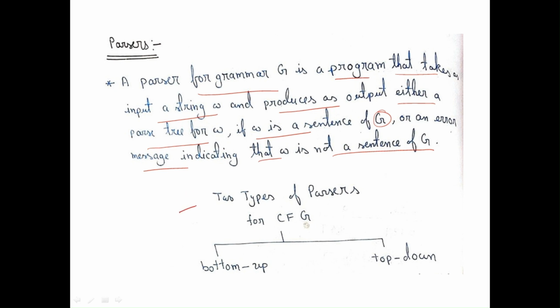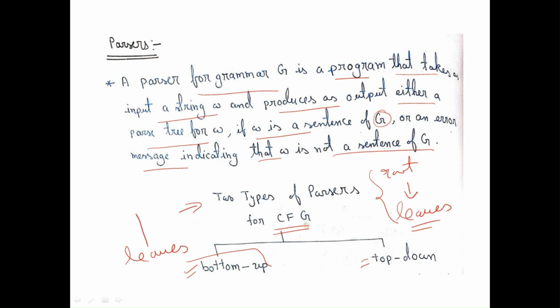Okay, so there are two types of parser for context free grammars, that is CFG. One is bottom up parser and another one is top down parser. As the name suggests, a top down parser starts with the root and builds the parse tree, going to the leaves. Fine. Top down parsers work like this, while just the reverse happens in the case of a bottom up parser. It starts with the leaves and goes up to the top, that is the root of the tree.